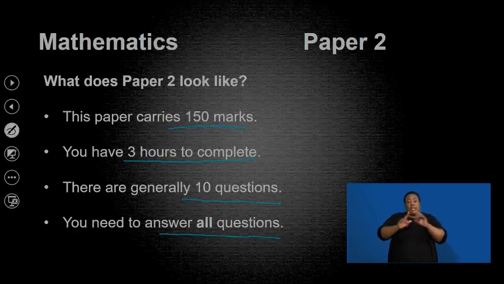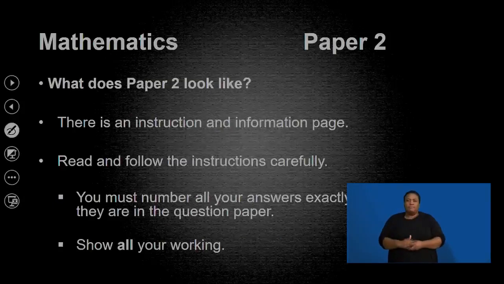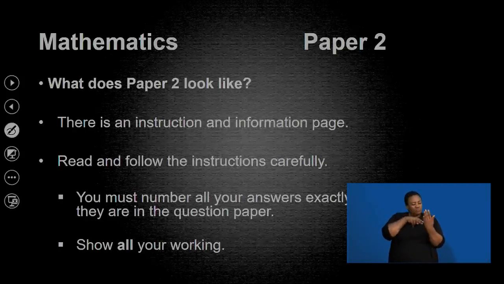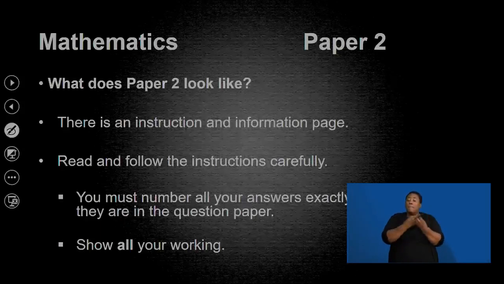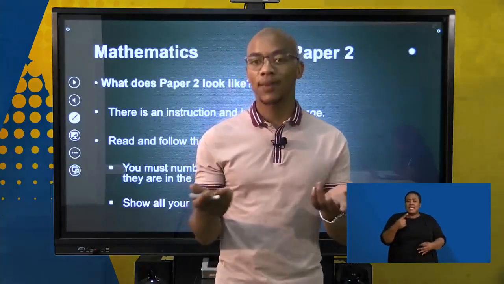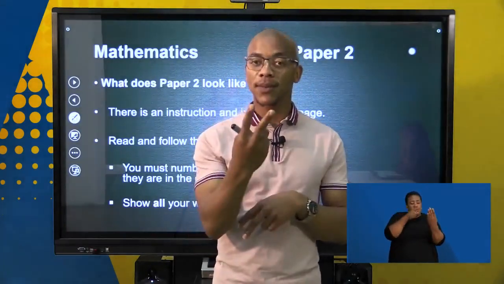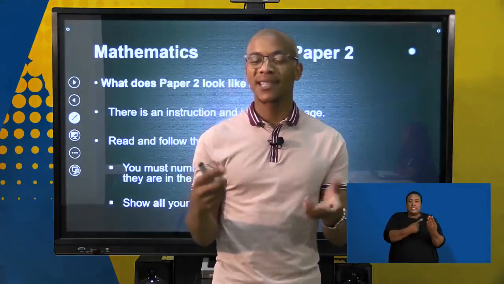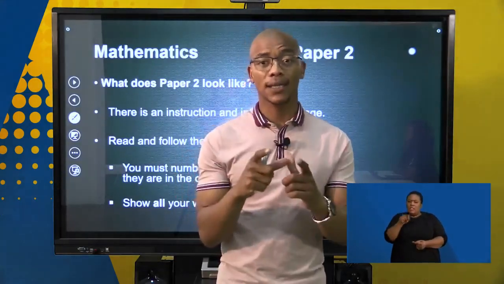You need to please answer all the questions in the question paper. There are also instructions and an information page that you need to look at. You need to read and follow the instructions carefully. One of the instructions that most of us do not follow, especially with Paper 2, is to round off to 2 decimal places unless told otherwise. So please note that and follow it accordingly.